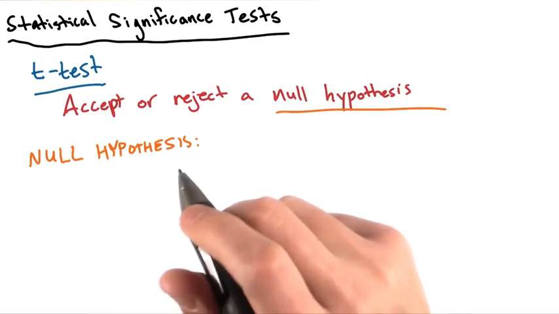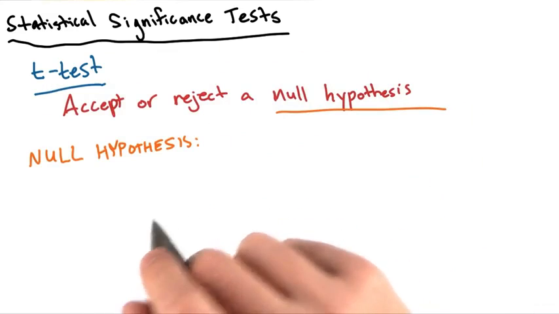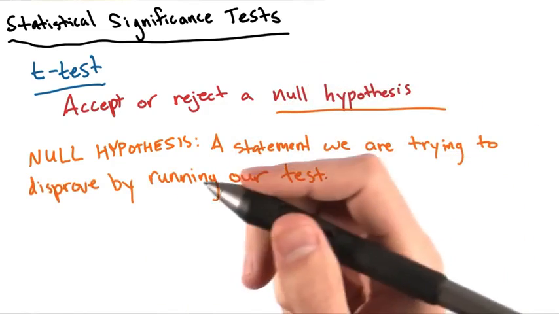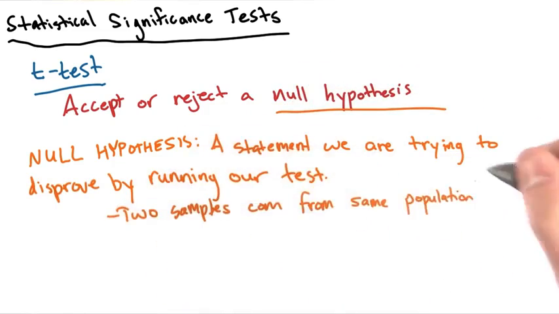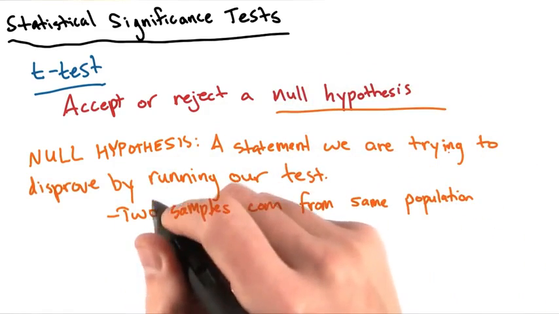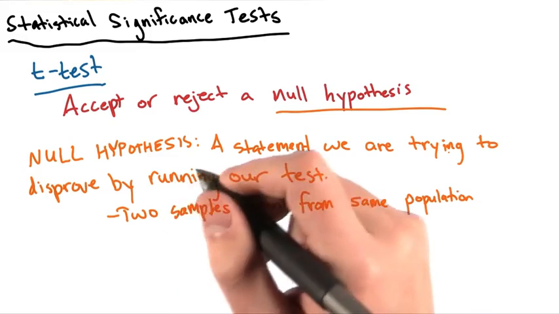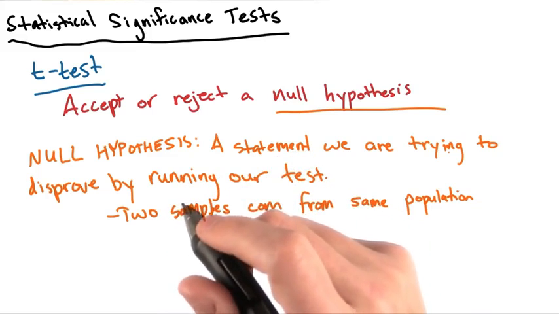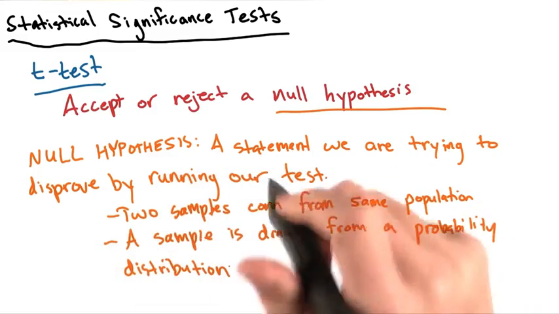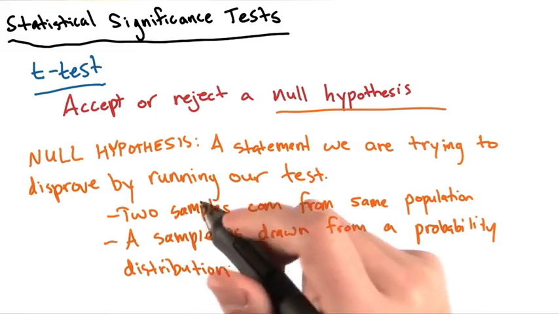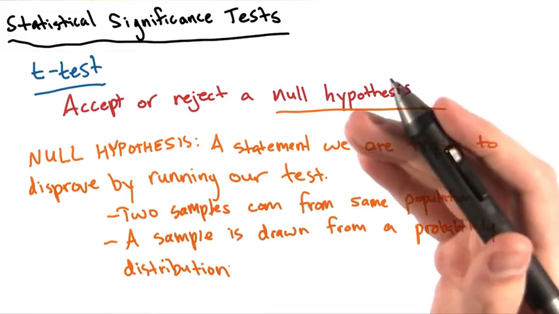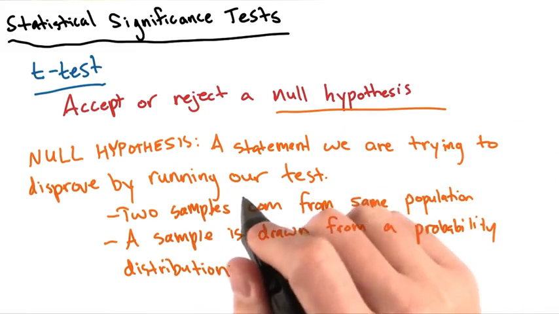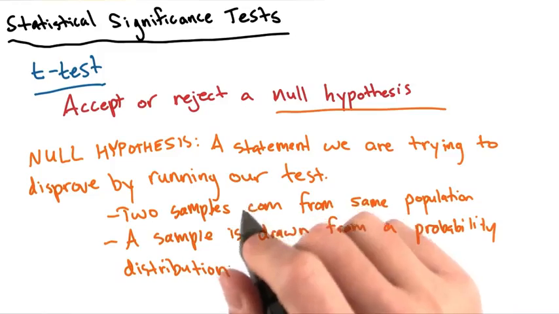A null hypothesis is generally a statement that we're trying to disprove by running our test. For example, that two samples came from the same population. This might mean that left-handed and right-handed batters show no real difference in their batting average, or that a certain sample is drawn from a particular probability distribution. For example, if we had a sample of 20 heights and weights of arbitrary baseball players, we might want to test how likely it is that those 20 people are drawn from the known MLB player population.